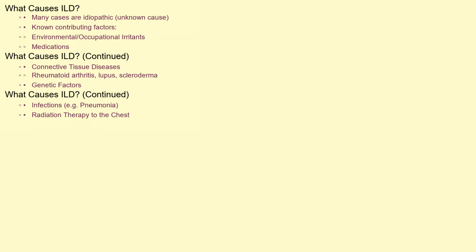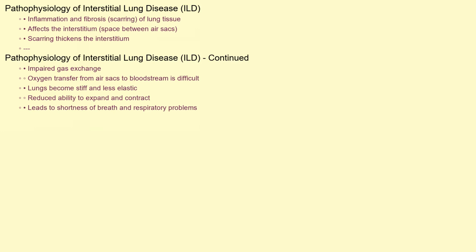Connective tissue diseases like rheumatoid arthritis, lupus, and scleroderma are frequently associated with ILD. Genetic factors may also play a role, making some individuals more susceptible. Finally, certain infections like pneumonia and even radiation therapy to the chest can, in some instances, contribute to the development of ILD. Now, let's discuss the pathophysiology, or what's actually happening in the lungs.